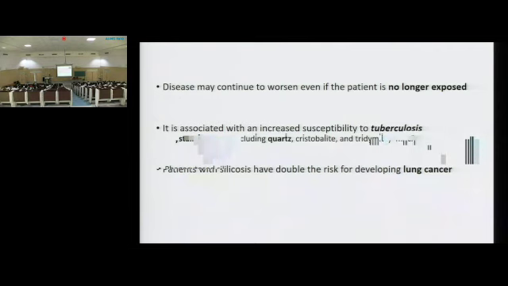The disease may continue to worsen even if there is no further exposure or the patient has stopped working in that area, because he has already been exposed. So an initial exposure, over a long-duration course, can cause signs and symptoms in the patient. And these patients are more prone or susceptible to tuberculosis. Can anyone tell me why these patients will be more susceptible to tuberculosis?